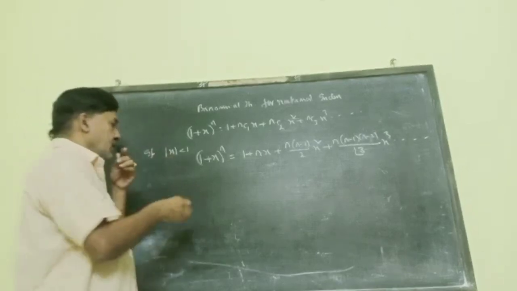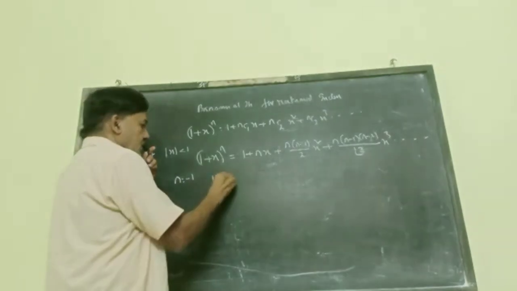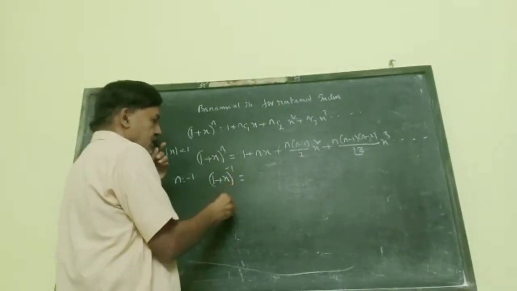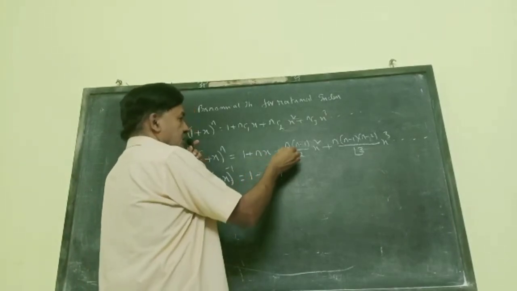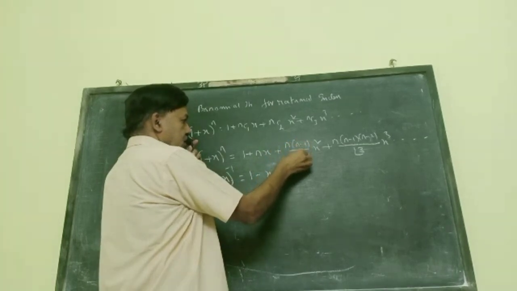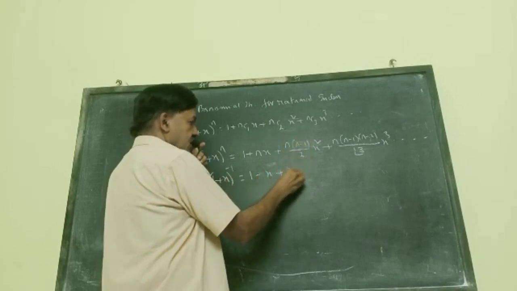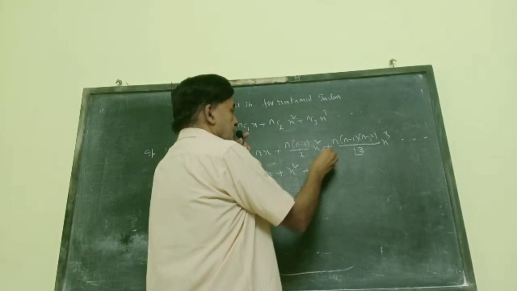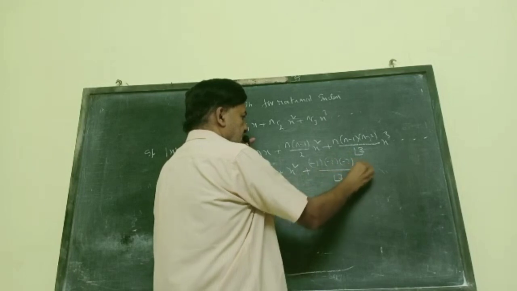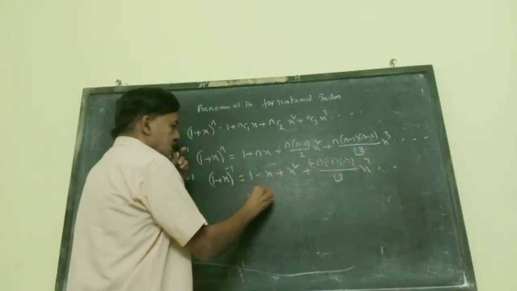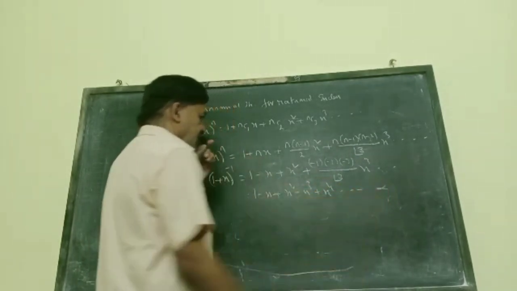For example, let us say n is equal to minus 1. You can write like this. (1 + x)^-1 is 1 - x + (-1)(-2)/2 x squared. Right? Minus 1 into minus 2 is 2, 2 by 2 is 1, we will get x squared. Plus (-1)(-2)(-3)/factorial 3 x cube, so on. This will give you x power 4 up to infinity.